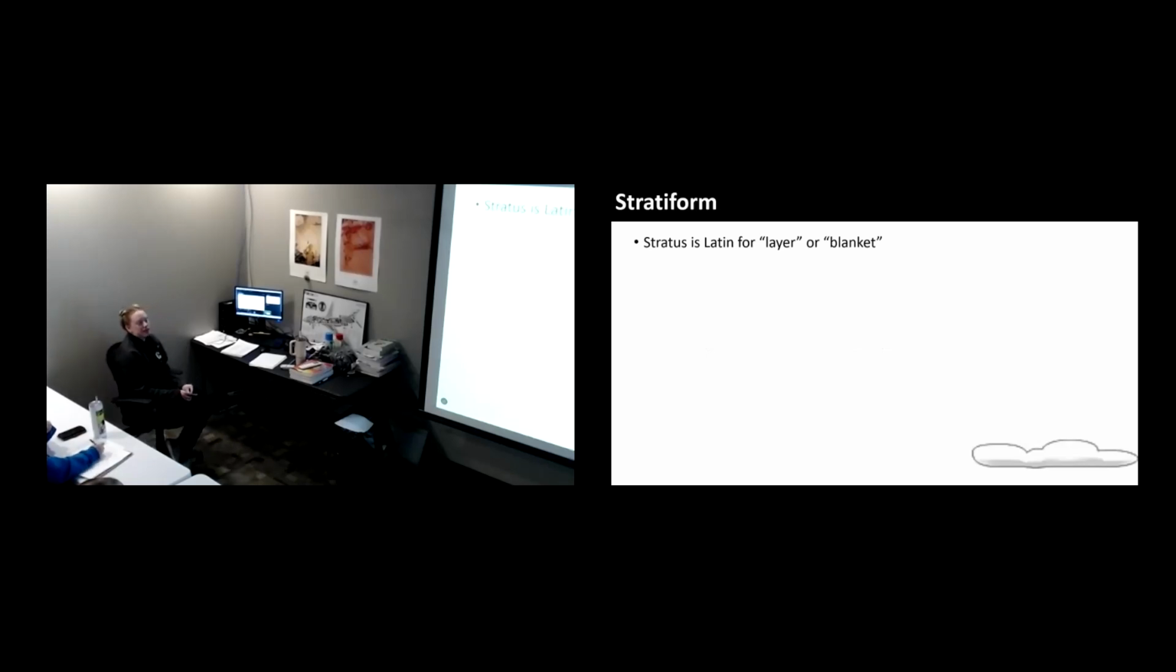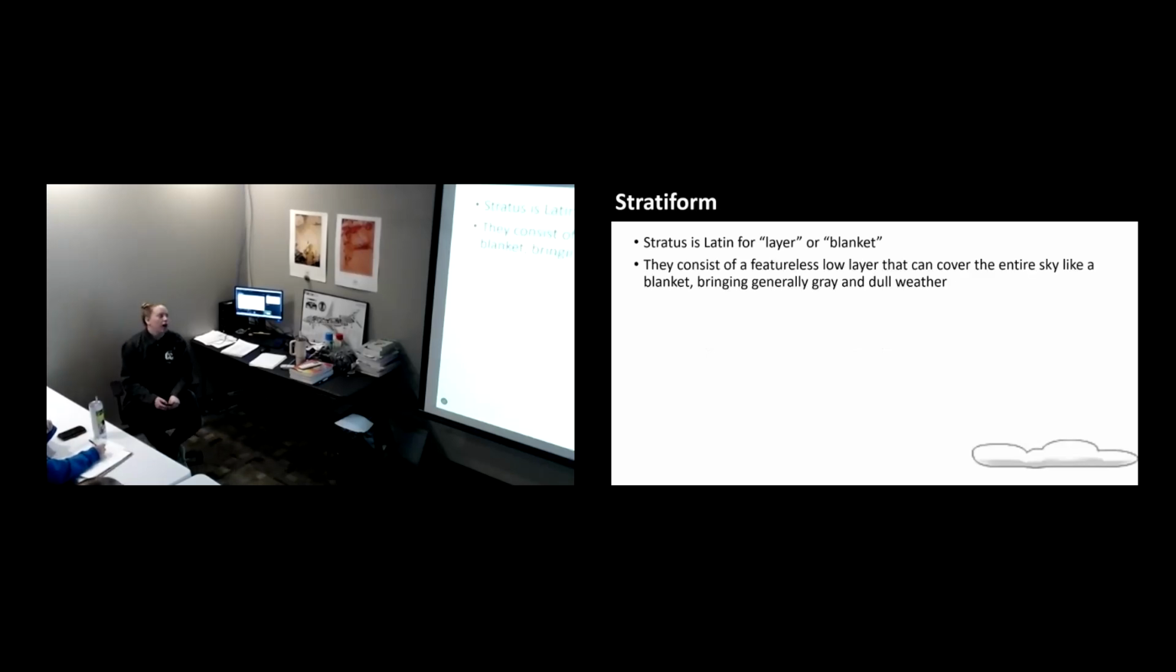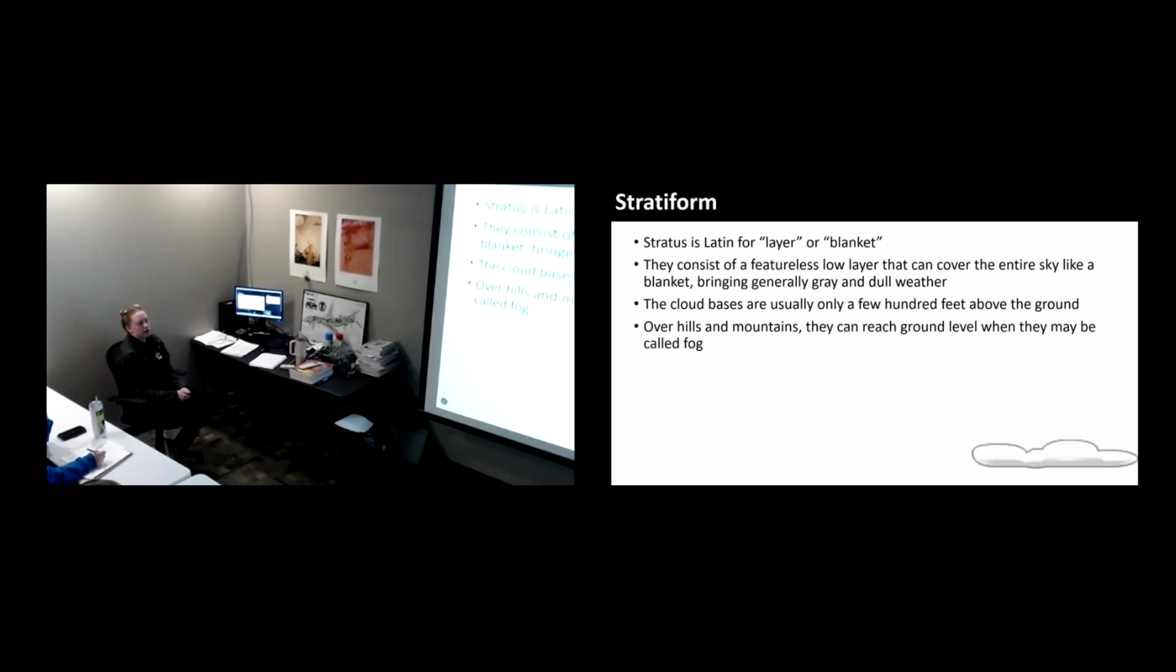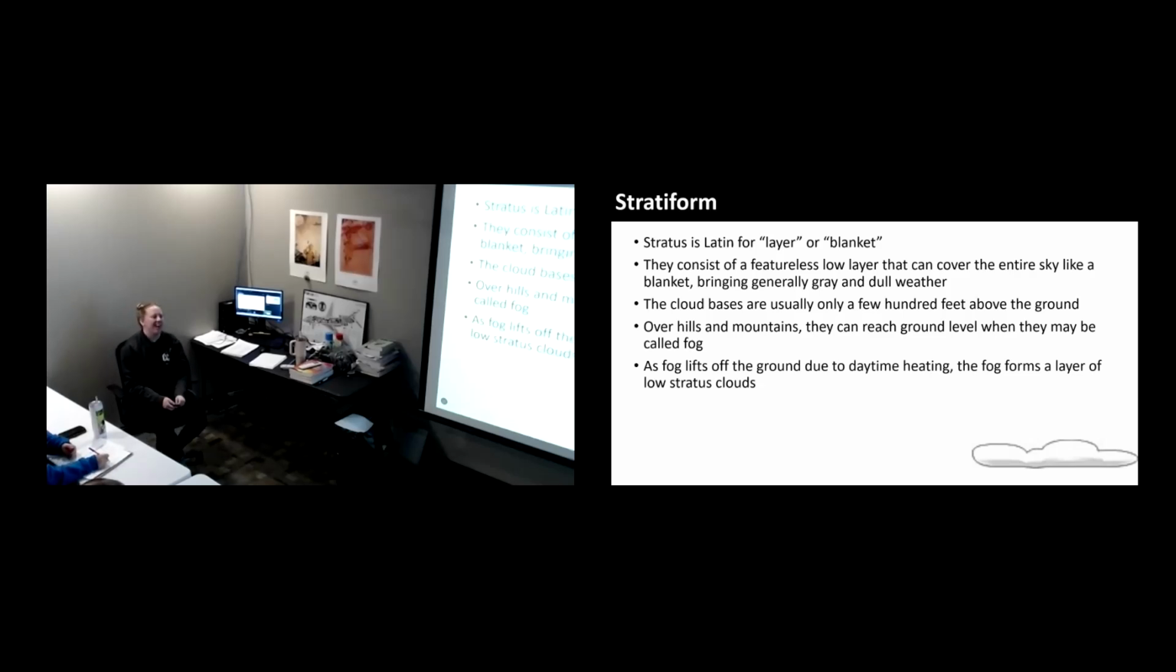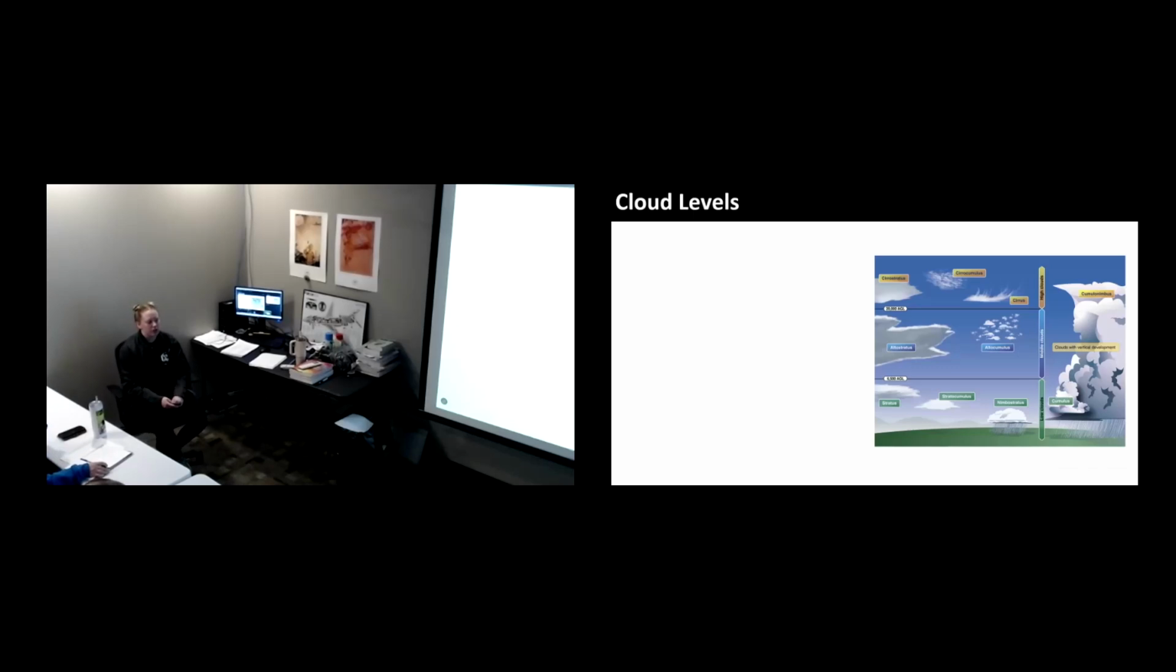Stratiform. Stratus is Latin for layer or blanket. They consist of featureless, low layers that cover the entire sky like a blanket, usually bringing gray and dull weather. Typically, they're only a few hundred feet above the ground. Over hills, have you ever seen the mountains sticking up on top? Technically, right there would be fog, because it's at that ground level. I have seen a very little bit of mountain coming above the cloud. As fog lifts off the ground due to daytime heating, the fog forms a layer of low stratus clouds. So here's a picture of all of them together.